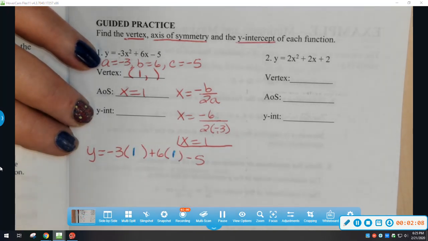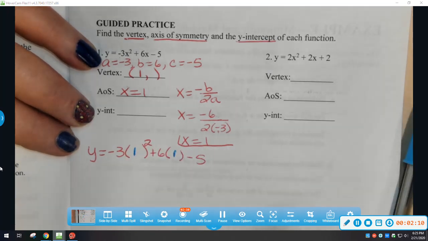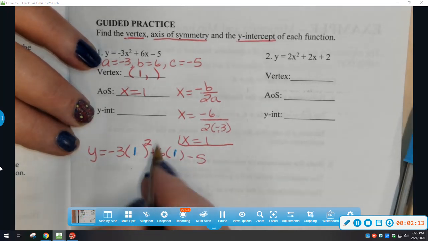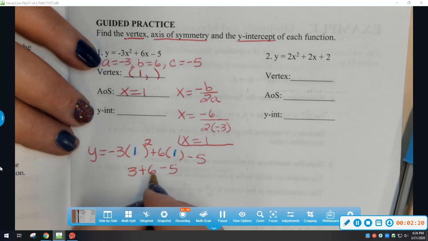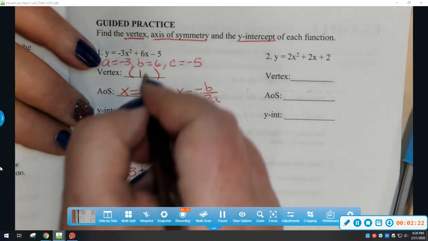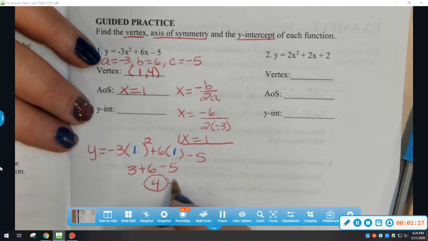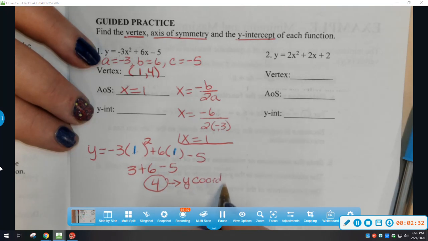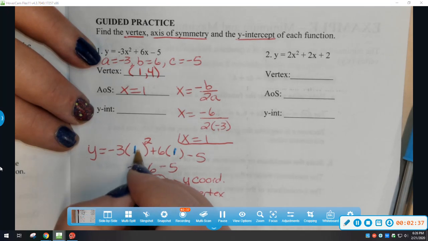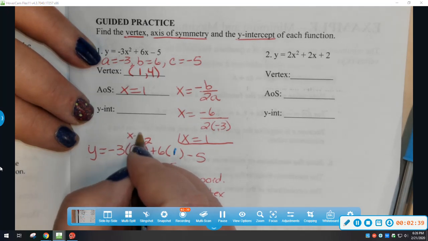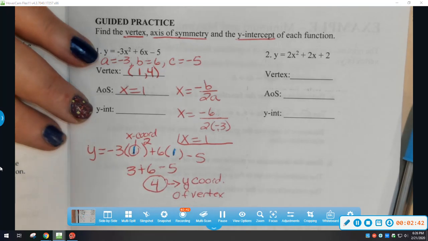Oh, I forgot something. I forgot this squared. All right, 1 squared is 1. 3 times 1 is 3. 6 times 1 is 6, minus 5. 3 plus 6 is 9. 9 minus 5, 4. 4 is your y coordinate. This is your y coordinate of the vertex. And you used the x coordinate to find it.